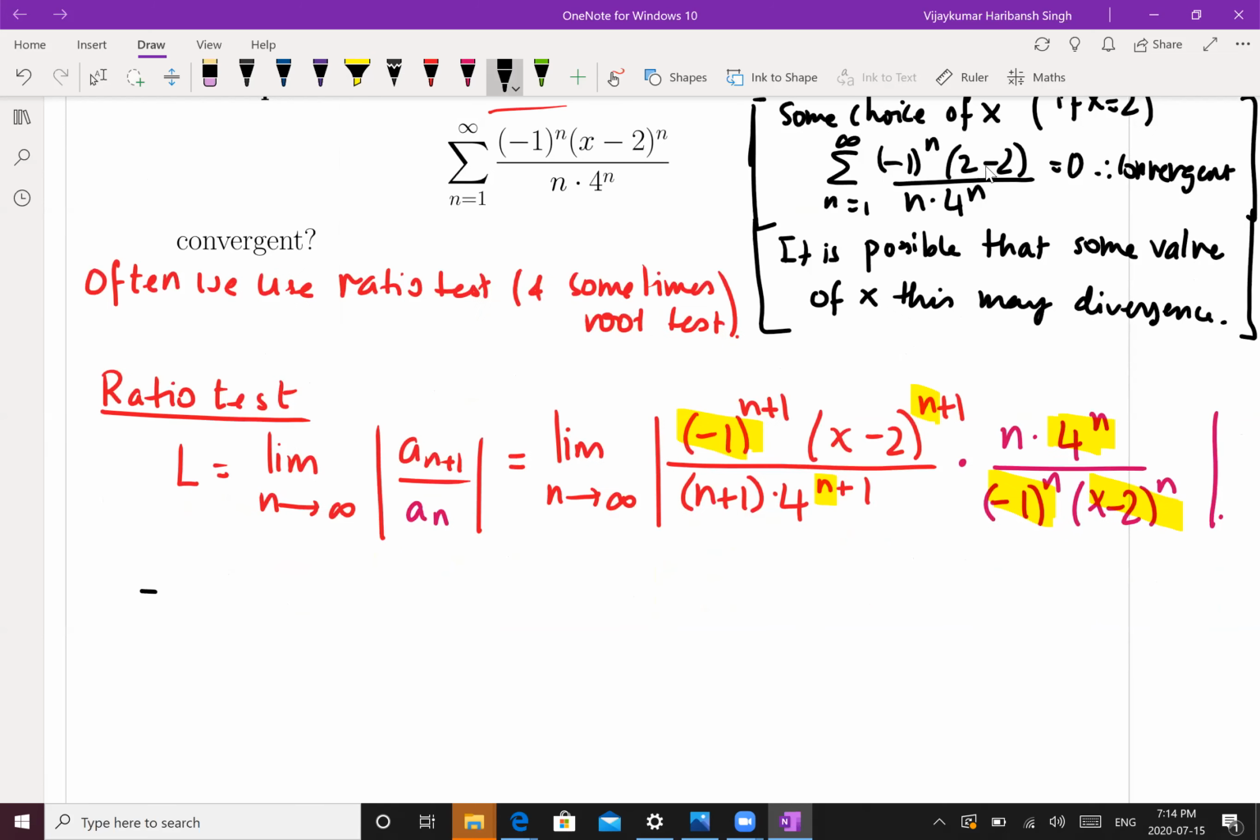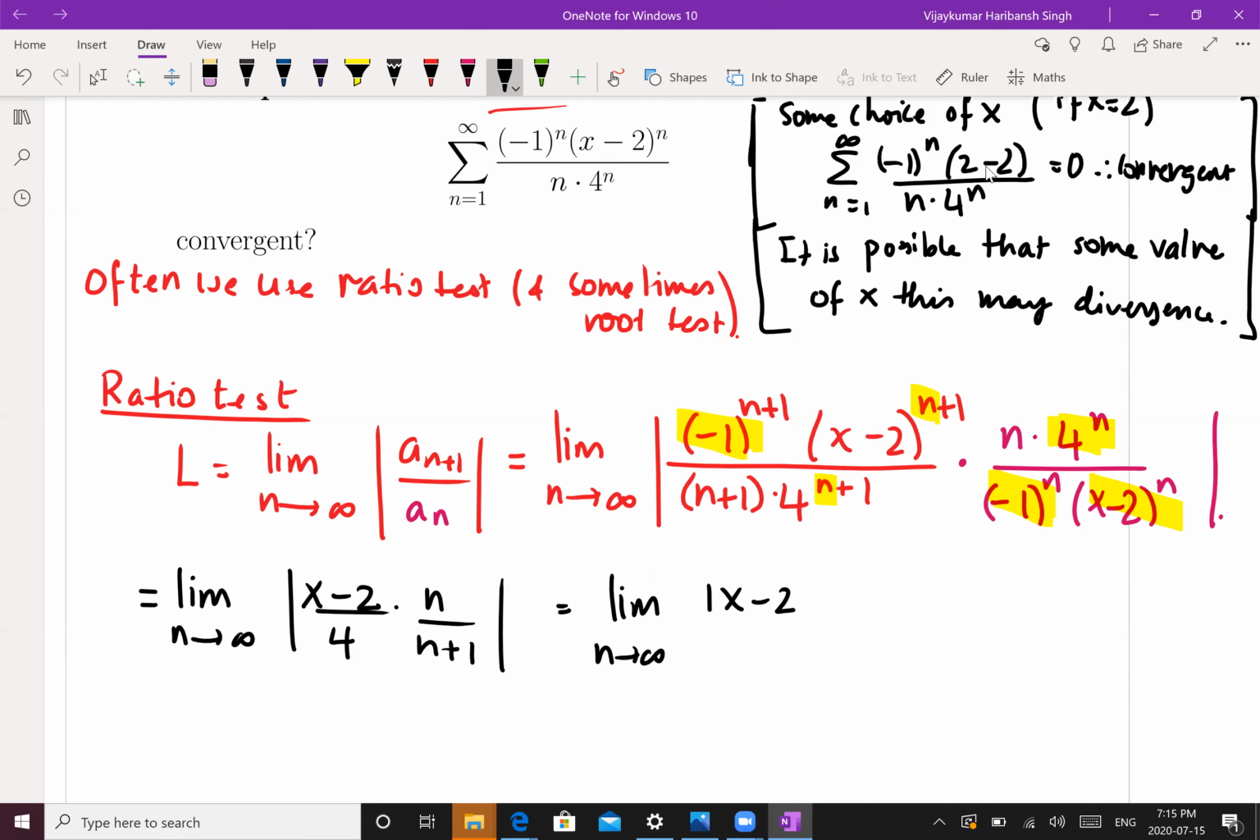So this is going to be the limit as n goes to infinity of the absolute value of (x-2) divided by 4 times n into n+1. And that is the limit as n goes to infinity, right? So we get this part here, the limit of this, which is the absolute value of x-2 divided by 4. And that is equal to your L.